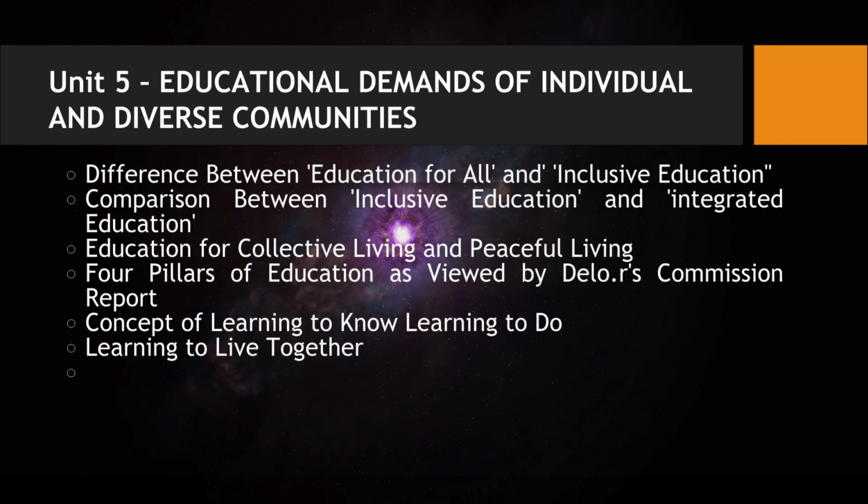Besides developing the capacity for collective and peaceful living, the four pillars of education, as recommended by the Delors Commission, are learn to know, learn to do, learn to live together, and learn to be. Know, do, live together, and be. Now let us discuss briefly each one of them.